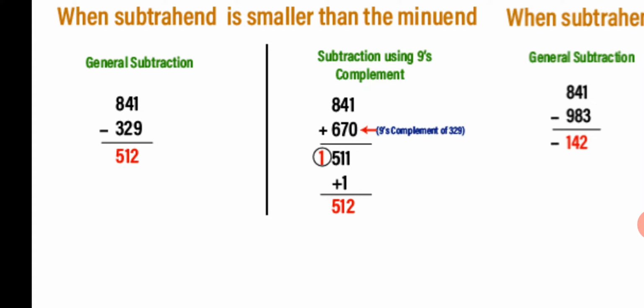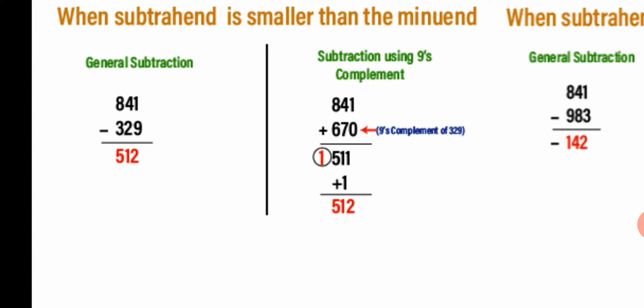1511. Now as the subtrahend and minuend are 3 position values, you have to consider only 511. Now the carry has to be added with the result. So 511 plus 1, because carry is 1, isn't it? The separate extra value is 1. You have to add that extra value to the main result. So you are going to get the value as 512.